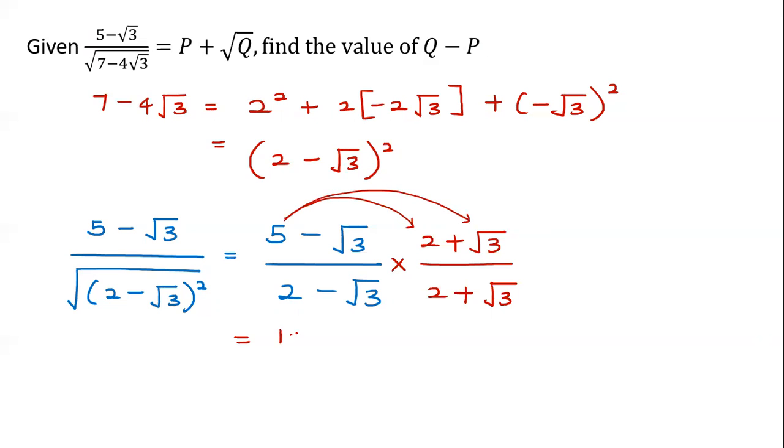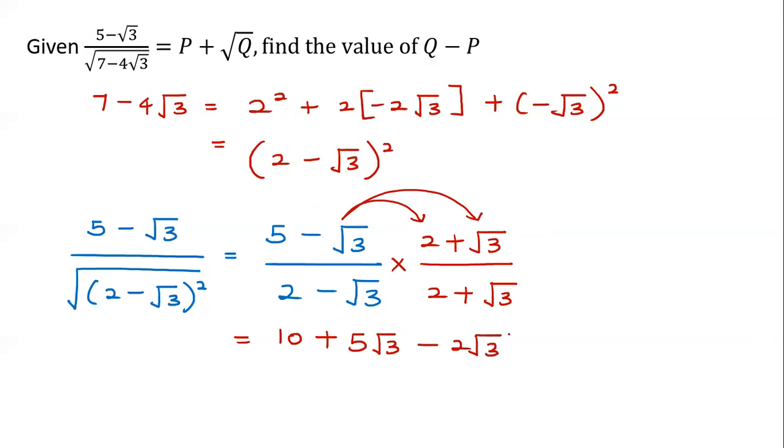So you're going to get 10. After that, you're going to get 5 with the square root of 3. Okay, so this one is done. So I'm going to use this one multiply here and this one multiply here. So you're going to get negative 2 with the square root of 3 and then minus 3.